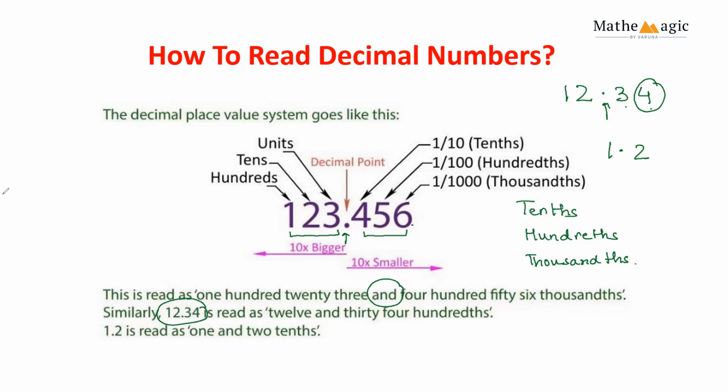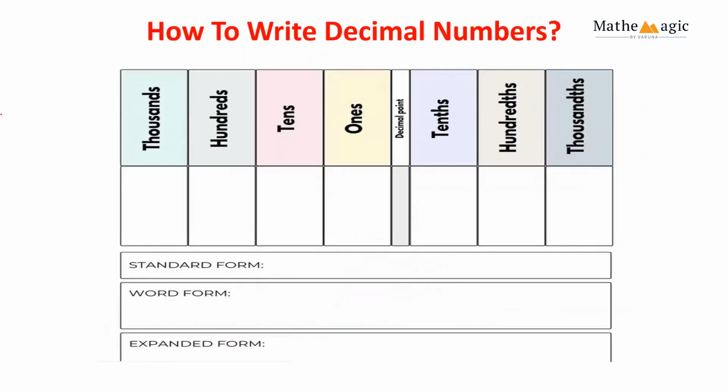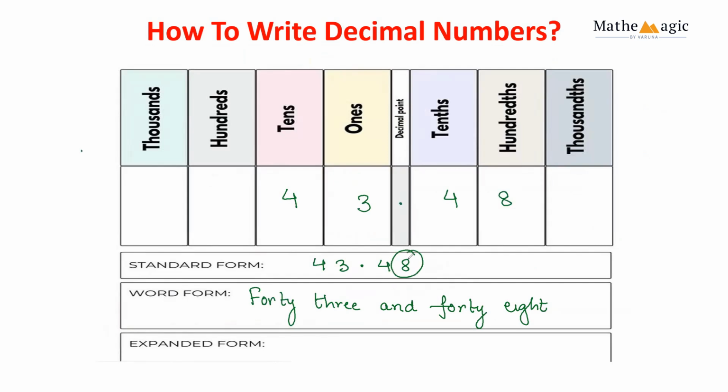Now let us see how we write down the decimal numbers. For example, let's take the number 43.48. It ends at the hundredths position. The standard form will be 43.48. In the word form, we write 43, and for the decimal point, we write "and", 48. It ends at the hundredths position, so we write hundredths.